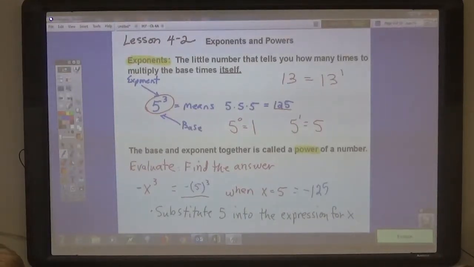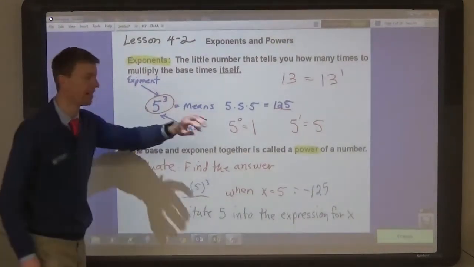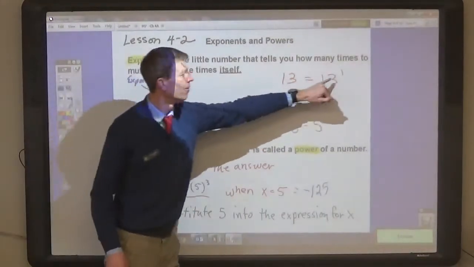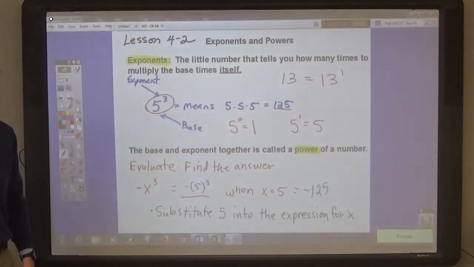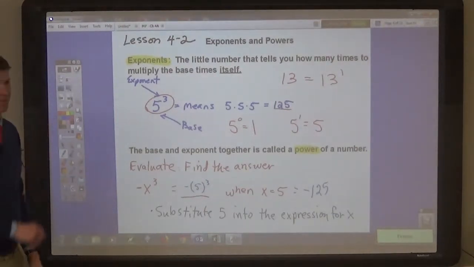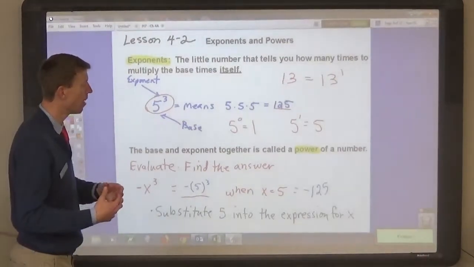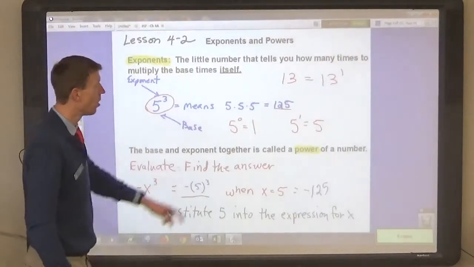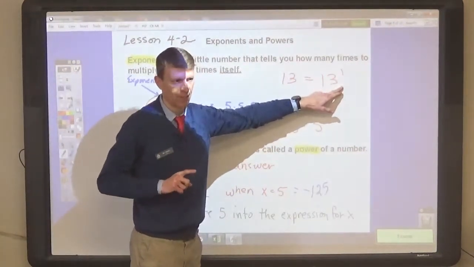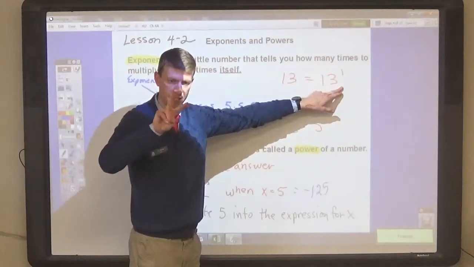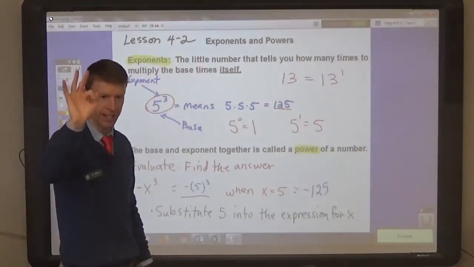Seventh graders, we're talking about exponents and powers today. So exponents again, the little number, right? It tells you how many what? Yeah, how many times to multiply the base times itself. And so if it's just the first power, that means you only use one base. If it's the second power, then you multiply the base times itself. If it's the third power, you multiply the base times itself 3 times, and so on.